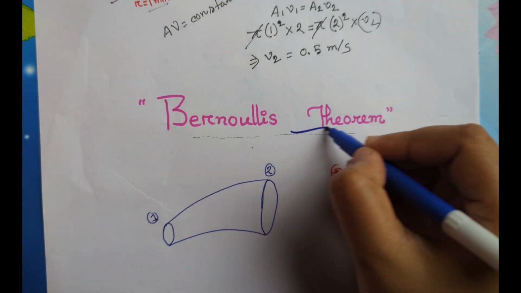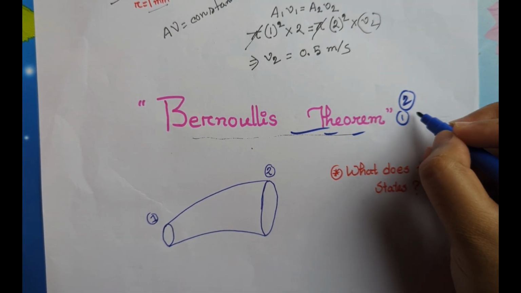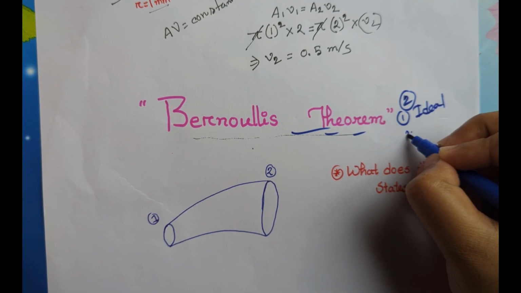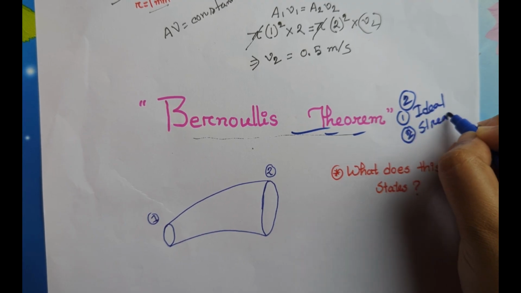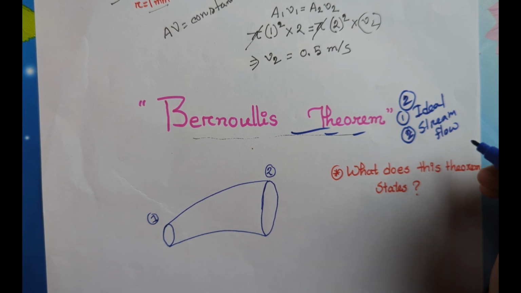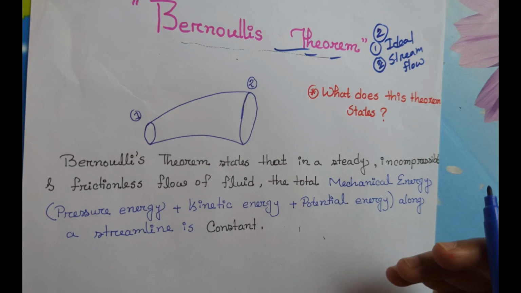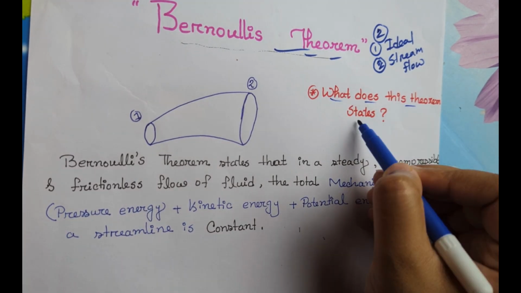To prove the Bernoulli theorem, two conditions must be fulfilled at first. One is that the fluid must be ideal, and second, it must be streamline flow. After fulfilling these two conditions, we will go forward to proving the Bernoulli theorem. Now first let's see what this theorem states.